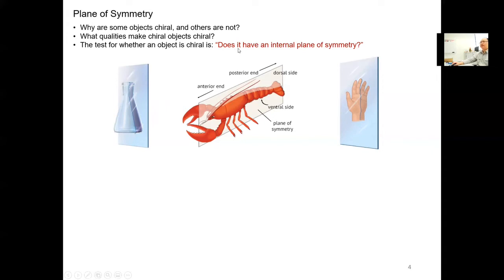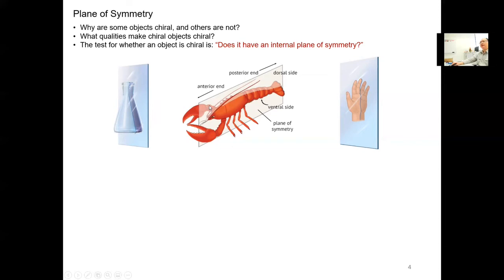All right. So let's see the Erlenmeyer flask. You can find an internal plane of symmetry. You cut it here, then you can see the left part and the right part are the same. And for your hand, you cannot find an internal plane of symmetry. If you cut in half, the left part and the right part are not the same. But this lobster is achiral because it has an internal plane of symmetry just in the middle of the lobster.